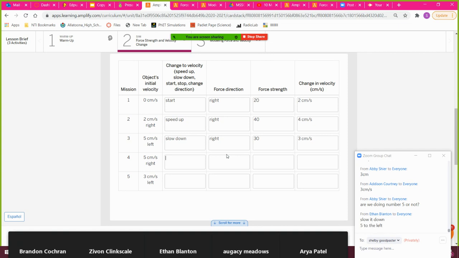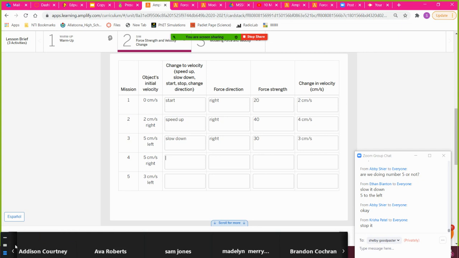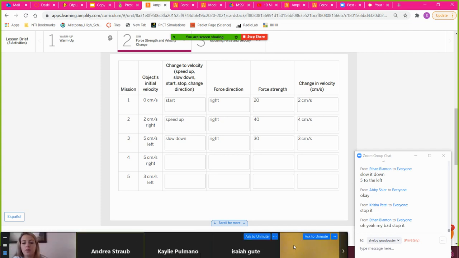What do we need to do to this object? If it's going to go to 0. Okay, so Ethan's saying we need to slow it down. Krisha's saying we need to stop it. Brandon, what do you think we need to do? Madeline, what do you think we need to do? Kaylee, what do you think we need to do?